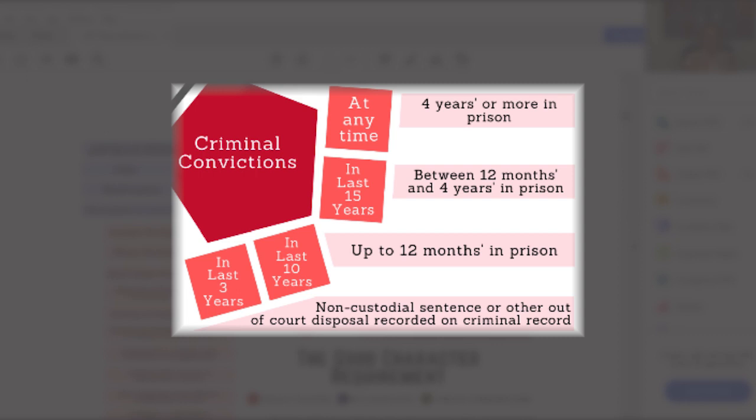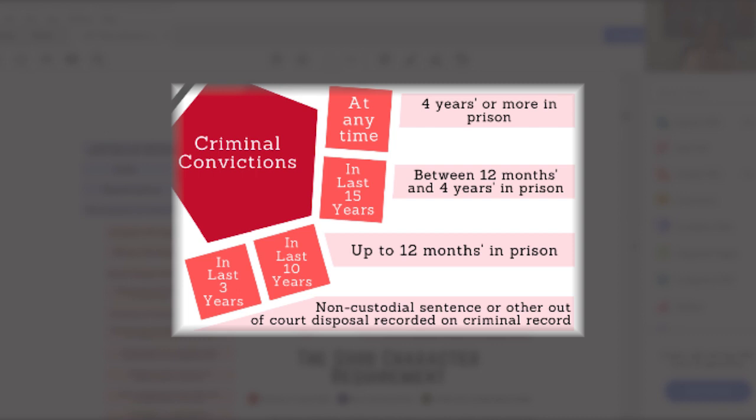Okay, so if you've just recently been out and you want to apply for British citizenship, but you've been in prison for 4 years or more, then there is no chance of you getting British citizenship, unfortunately. If you have been in prison for between 12 months and 4 years, then you have to wait 15 years after you've come out from prison.